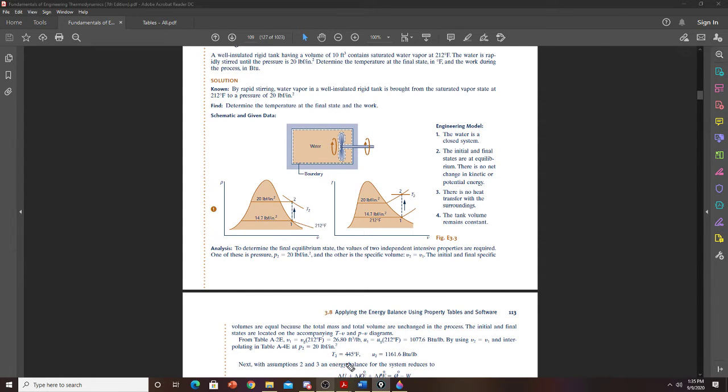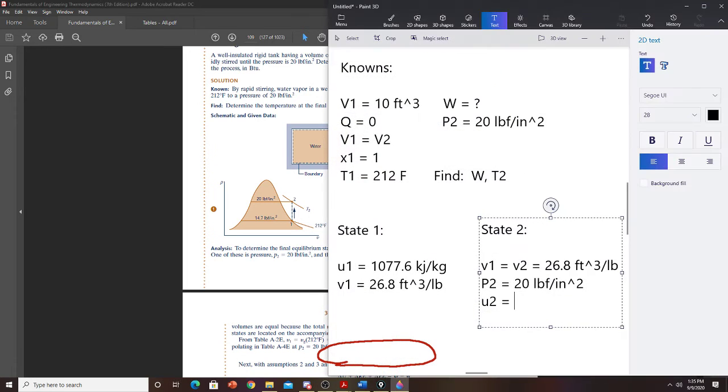So really quickly, these are the things they grabbed from the table. They did T2 was 445 and 1161 for the energy. So I'm going to go back here. So U2 was 1161. T2 was 445 Fahrenheit. And then I'll put this one as BTUs per pound.